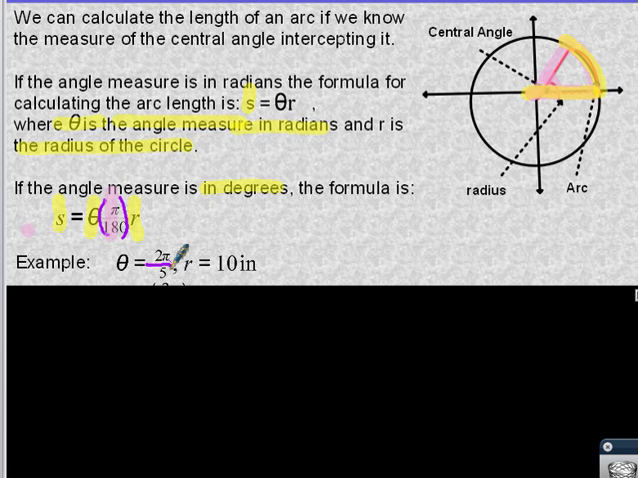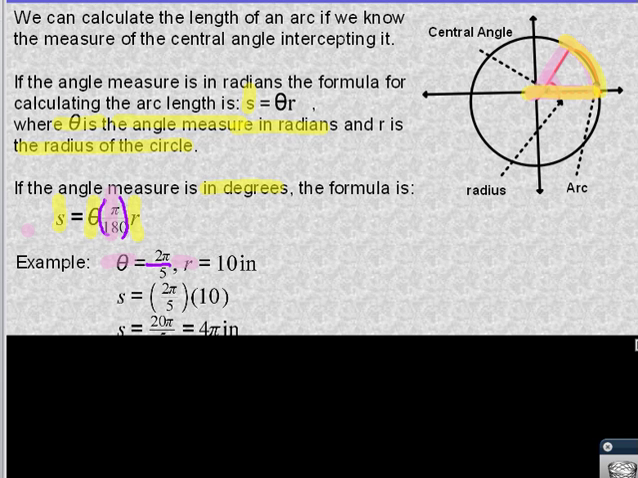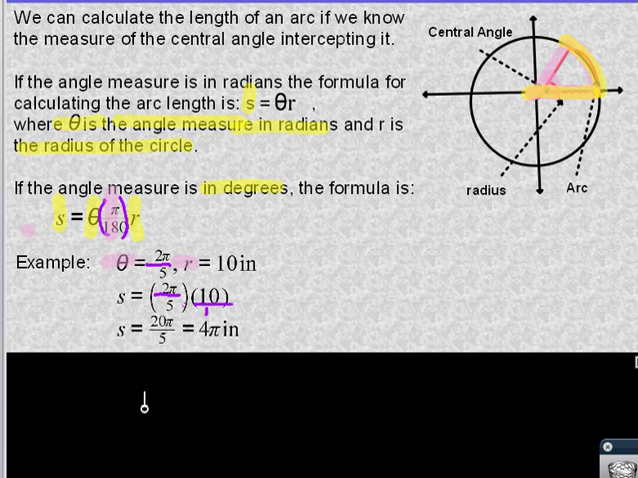So theta is 2 pi over 5, radius is 10 inches. So this is going to be in radians. So I'm just going to plug the two parameters into the formula, multiply. So again, we just multiply the top by the 10 and 5 by 1. You're going to get 20 pi over 5, or 4 pi inches. So if I tell you to leave it in terms of pi, you can leave it like this. Otherwise, you can go ahead and multiply it in, and normally it should tell you round to the nearest tenth or hundredth or whatever. So this is in linear units or inches.